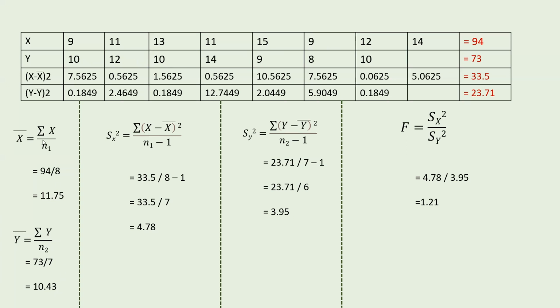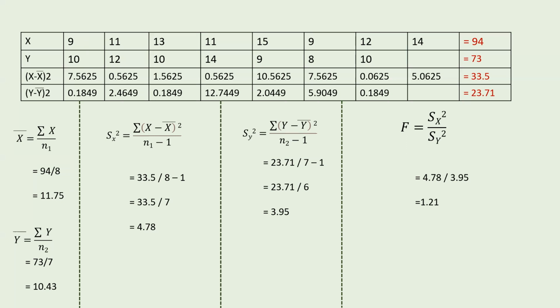Next, we have to substitute in this equation. It is x minus x bar the whole square. So if we substitute here, the first value will be 9 minus 11.75. The answer we get there will be squared, which is 7.5625. That will be the answer for the first one.